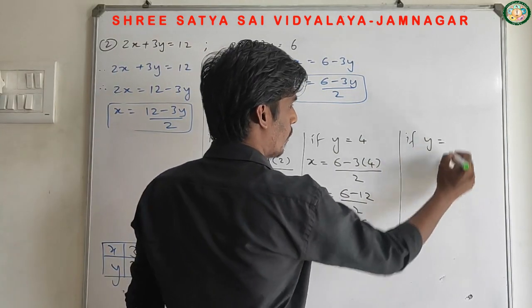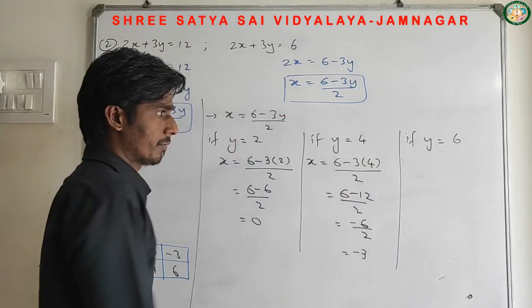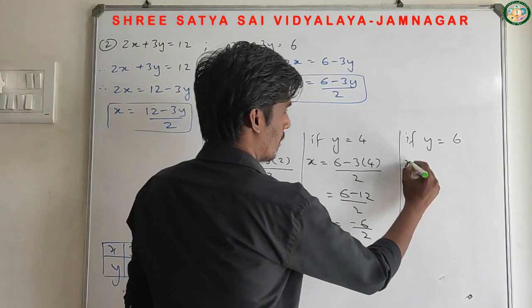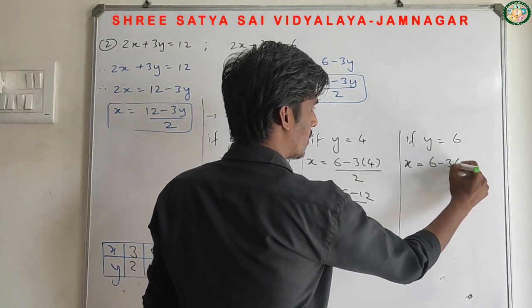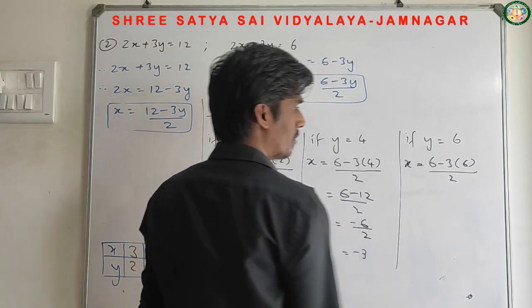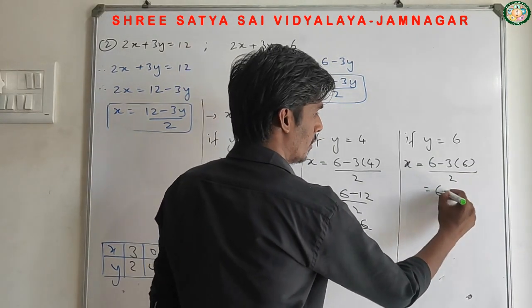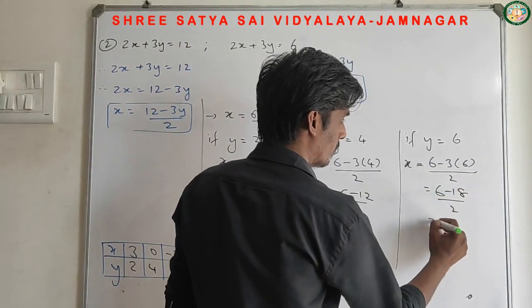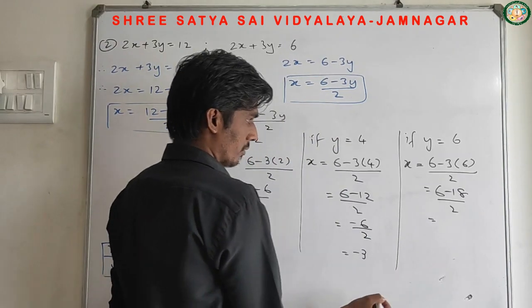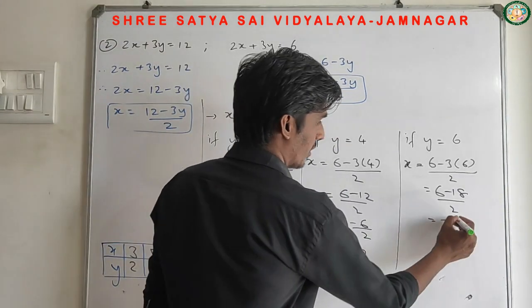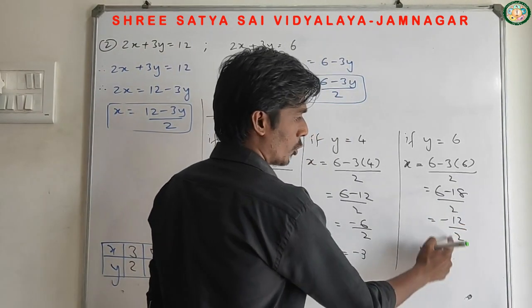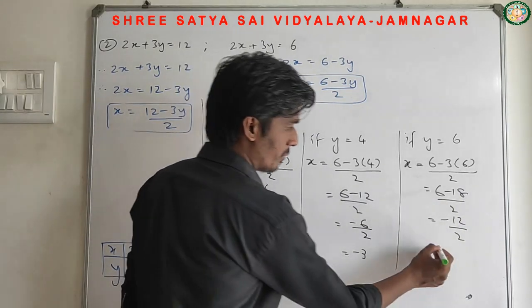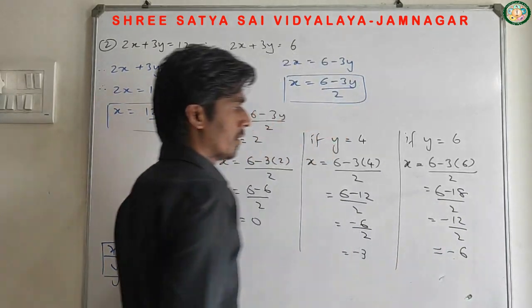If y equals 6, now x equals 6 minus 3 into 6 upon 2. 6 minus 18 upon 2. So it's what? Minus 12 upon 2. 2 will cancel 12 6 times. So it's what? Minus 6.